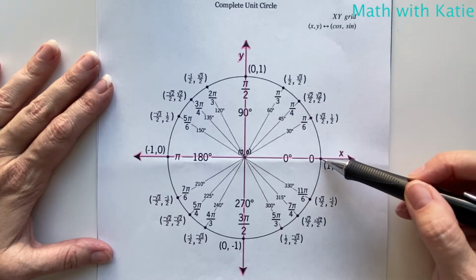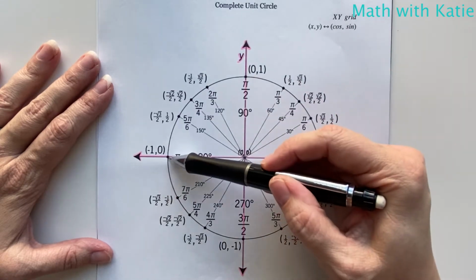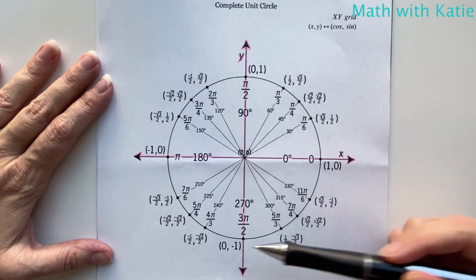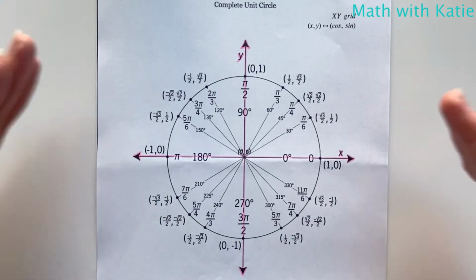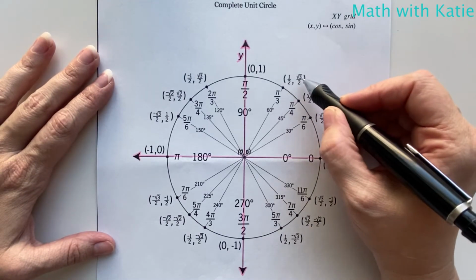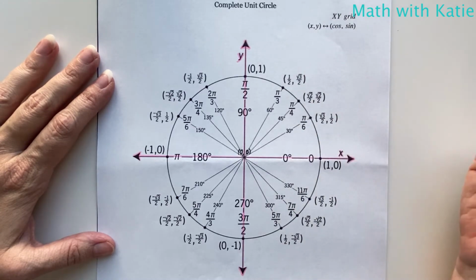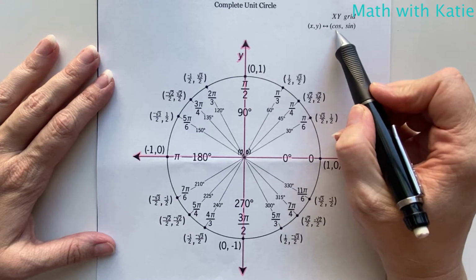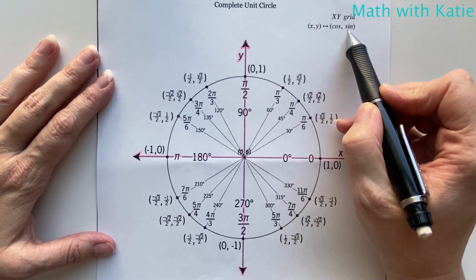So you can see here, this point is (1, 0), this point (0, 1), this point (-1, 0), and here (0, -1). So that is the biggest concept to grasp: this is on an XY grid, and these points are X and Y. But one thing that is unique about the unit circle is that the X represents the cosine of the angle, and Y represents the sine of the angle.